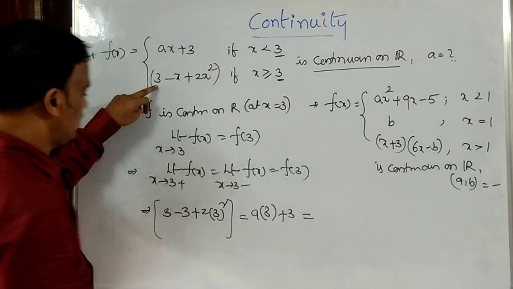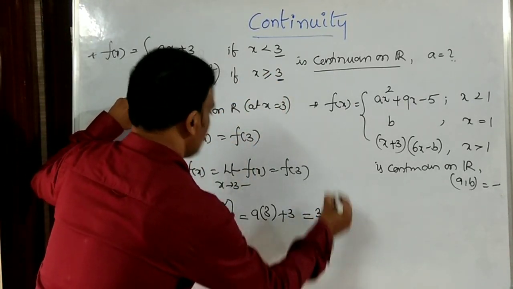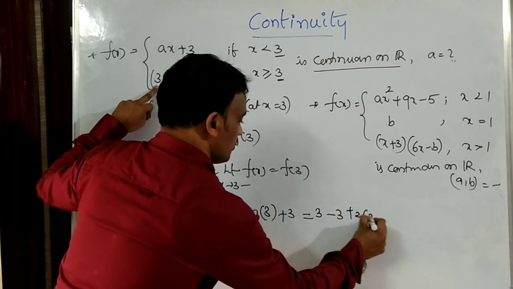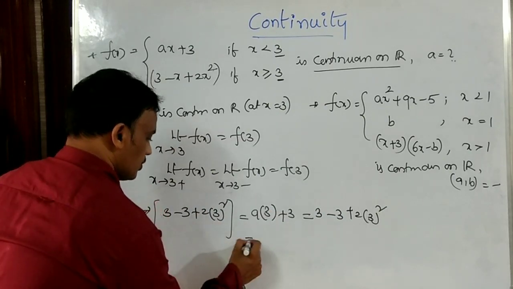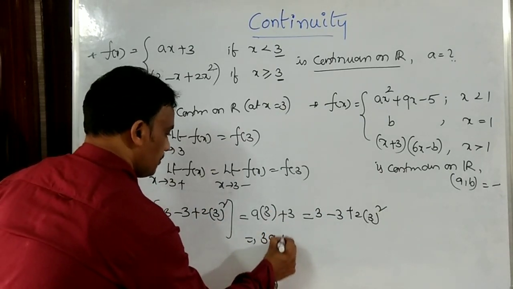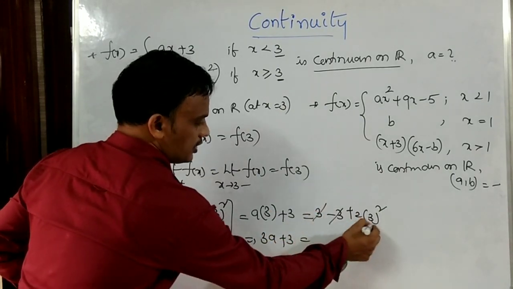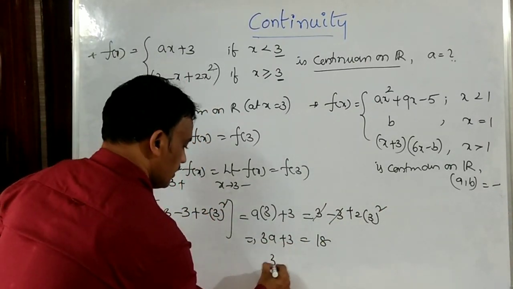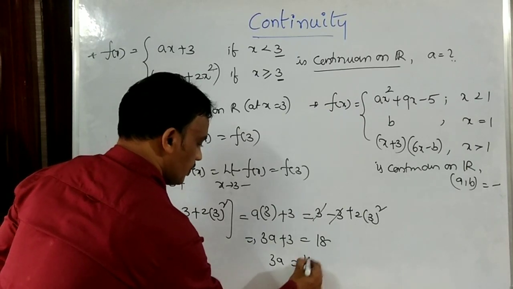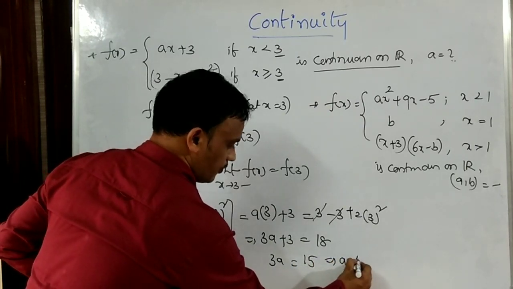What is this value? It is 3 minus 3 plus 2 times 3 square. So both are the same. So 3a plus 3 equals 18. Then 3a is 15, so a equals 5.